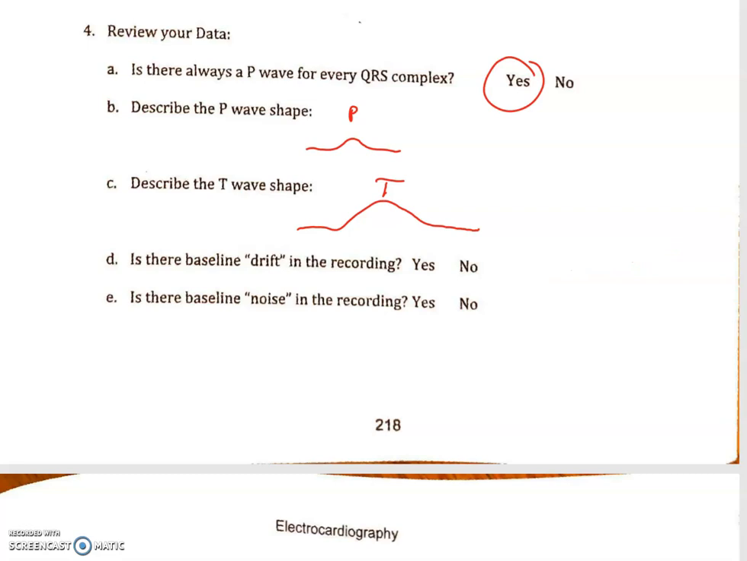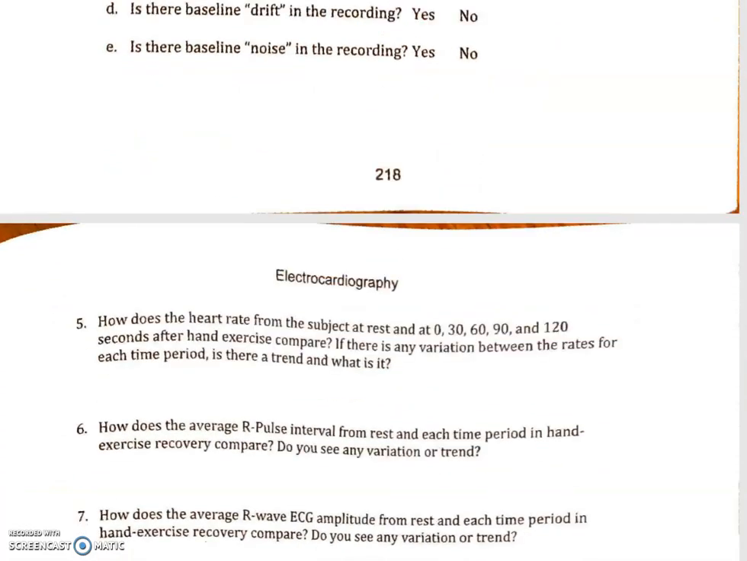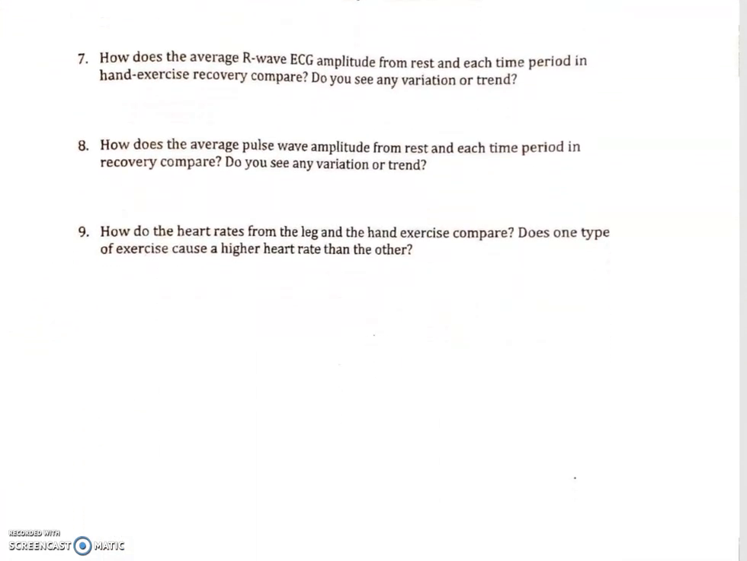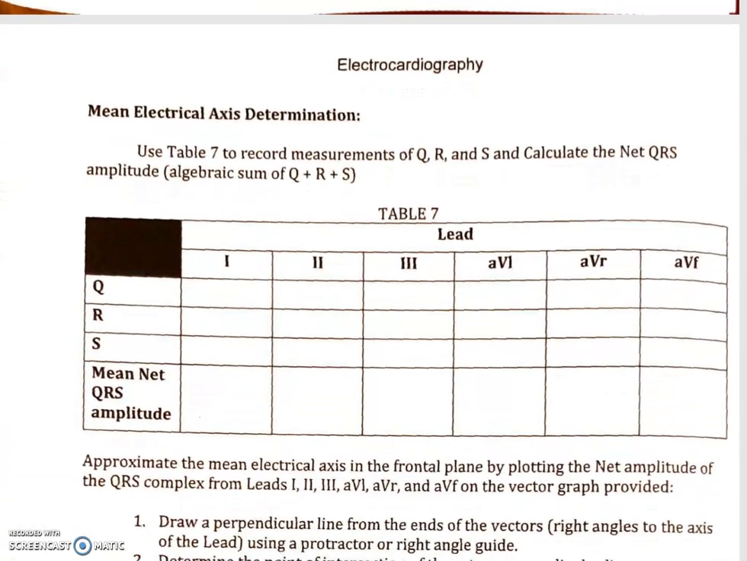Is there noise in the recording? I'm sorry. Noise in the recording would be just a flickering line like this, and it might drift as well, so noise would look like that. And sometimes noise can be quite severe. It could be literally like this, squiggly lines like that. Okay, so these questions here we can't really answer because we didn't do all of this.